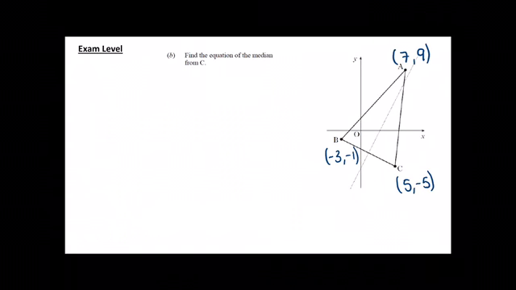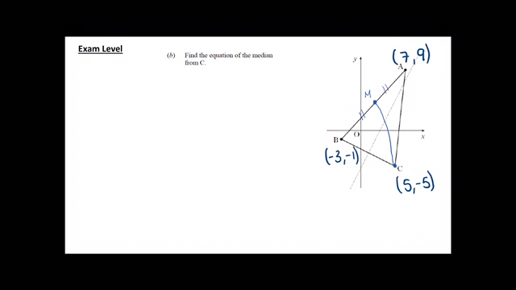Moving on to part B, it wants us to find the equation of the median from C. So median is all the m's, it's your gradient and it's your midpoint. If it's from C, it means it's starting at the point C and it's travelling over to the midpoint of AB, which is here, and I'm going to call that capital M for midpoint. Midpoint means that these two sections are going to be the same, so it's in the middle of AB.